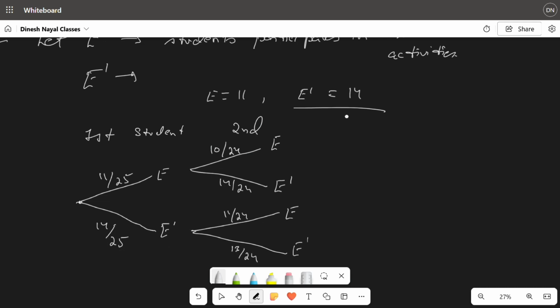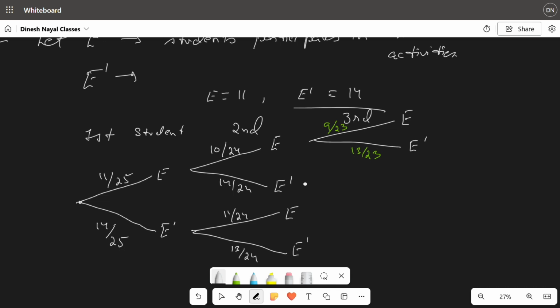Now for the third one, again he might be from E dash. Now when two students from E, extracurricular, are selected, how many are left? 9. So this is 9 upon, but now 2 are selected, so 23. For the E dash, now there are 13 by 23.